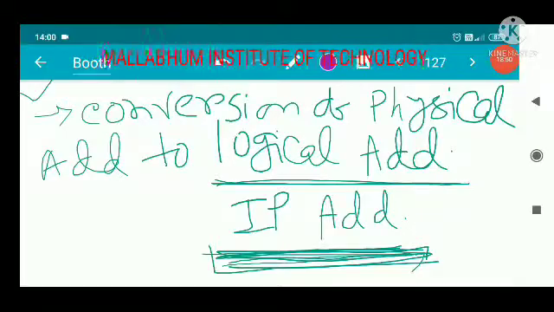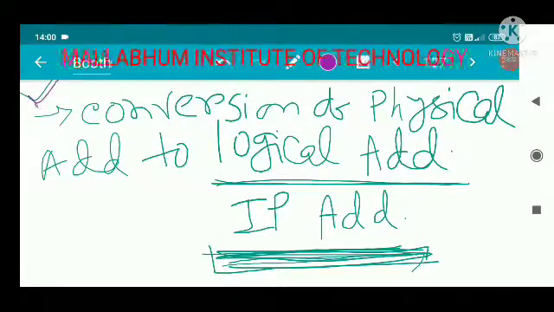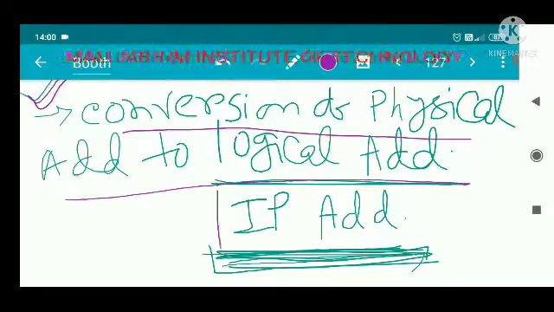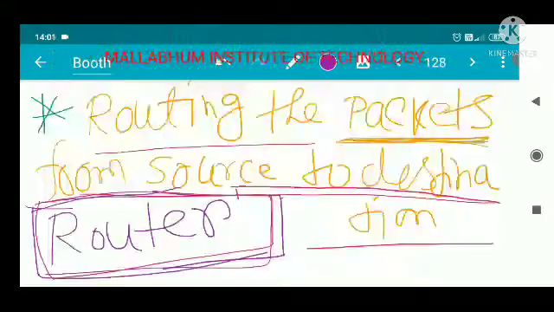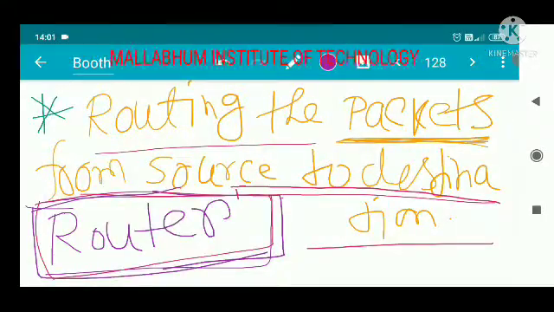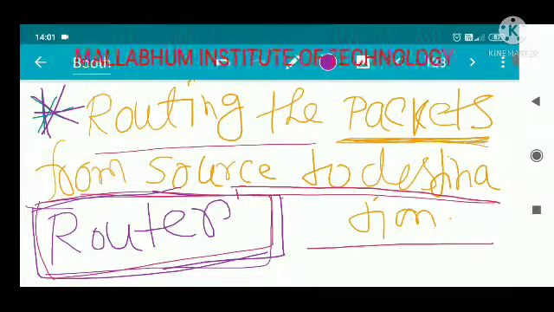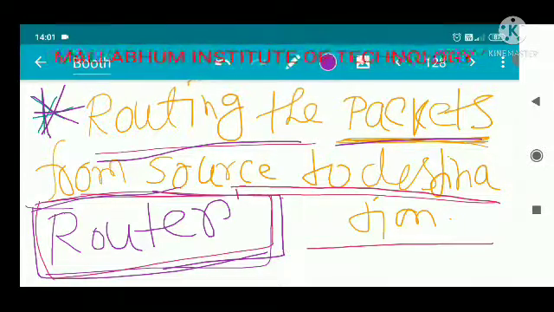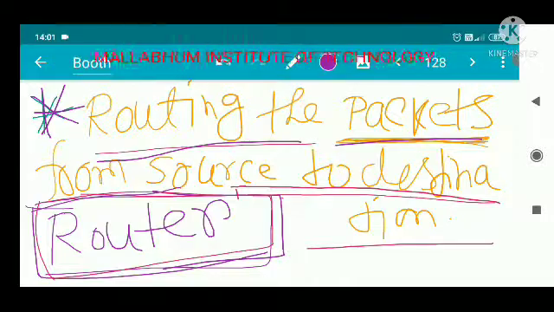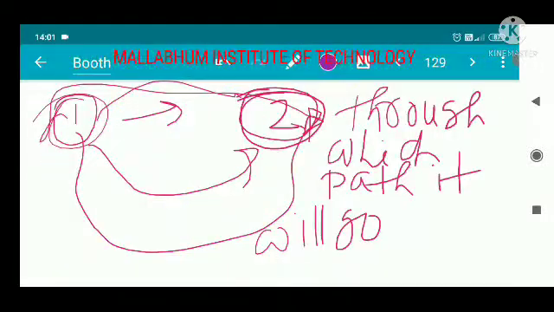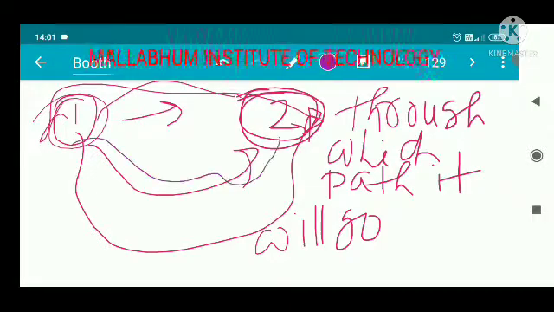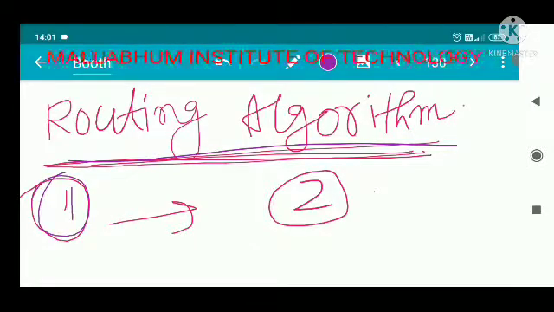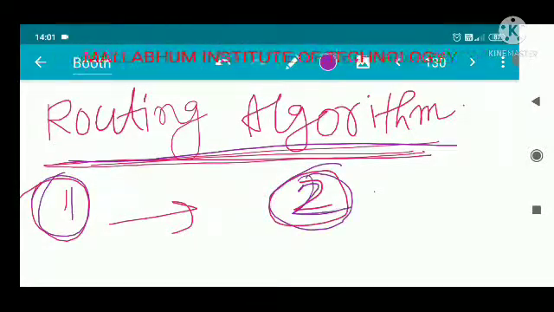Also, this is very important, and we will discuss it later in detail: the conversion of the physical address to the logical address. All of you have heard the term logical address, the IP address. Now routing is also a very important thing. There are different routing protocols and routing algorithms. Routing means sending the packets from source to destination with the help of a device called a router. The router is a very intelligent device which decides the path by which data will travel from one node to another. There are different routing algorithms provided in the router so that it can take its decision very efficiently.